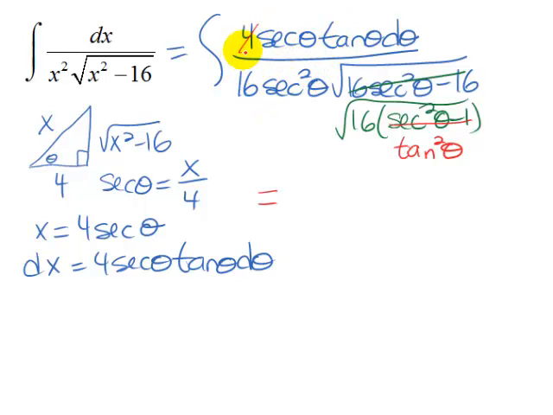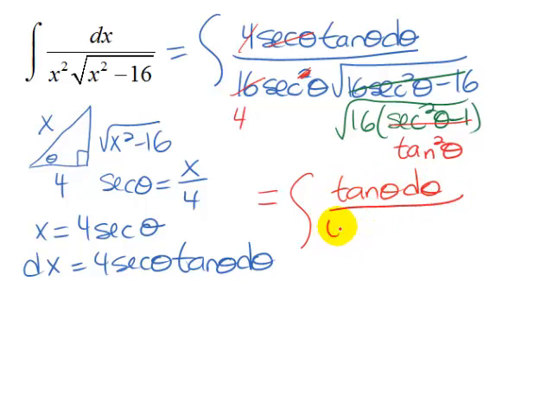I am going to take this 4, reduce it with this one, get a 4, and this secant, and we'll get rid of one of those. And if I square root this, so left on top I have tangent theta d theta, and on bottom I have 4 secant theta, and then I have times 4 tangent theta. And I can do a little more reducing then. I can cancel out these tangents.